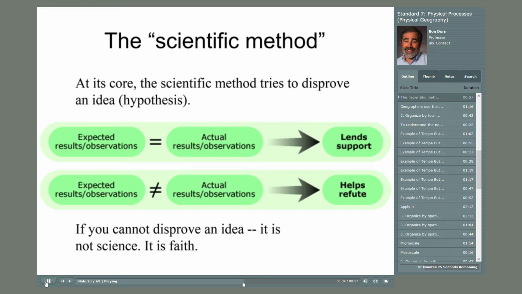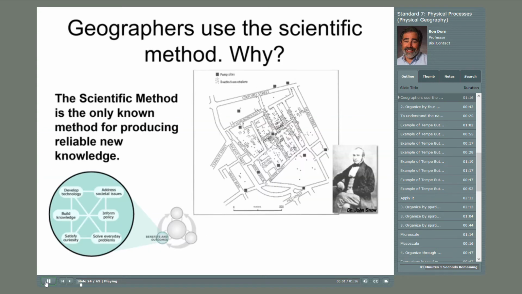We have two choices to reconcile the patterns that we see. We can choose faith or science. If you choose science, and science is a core part of every bit of the curriculum from kindergarten through college, the key part of the scientific method is coming up with ways to see if you can disprove your pattern recognition. Geography and geographers have a long history of using the scientific method along with other fields of science. And the reason is that the scientific method is the only known method for producing reliable new knowledge.